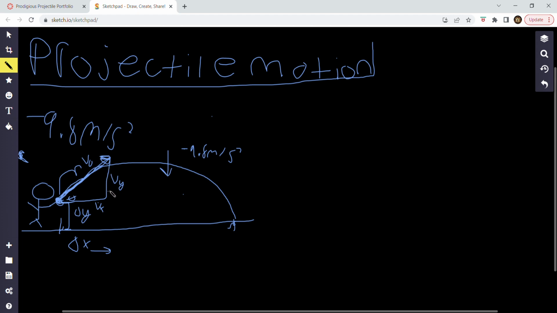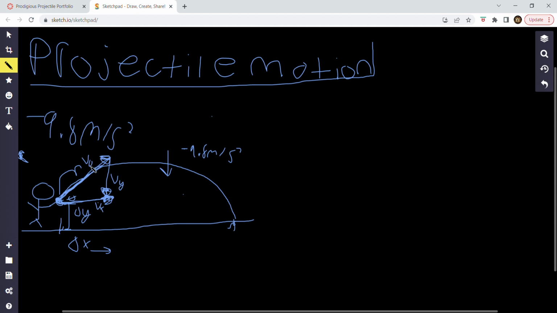And then for the vertical velocity, the arrow is going to be pointing downwards because of gravity, negative 9.8 meters per second squared, which means it's going down. And finally, this right here, because he's throwing it to the right, the horizontal velocity will be whatever the cos of the V naught is.